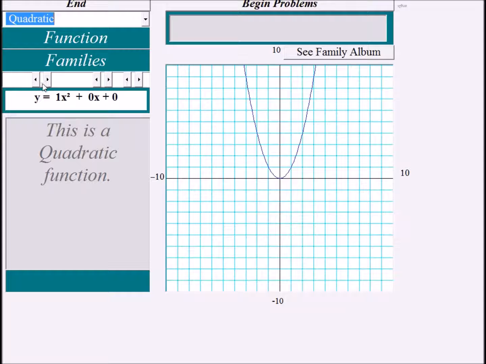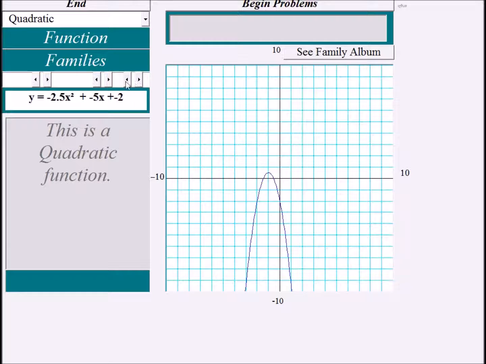Now if we change some of these numbers, like change this to a 2, you can see that when x is 1, y is 2, because 1 squared is 1 times 2 is 2. It makes this skinnier. Let's see if we make it even bigger. It gets skinnier still. If it gets negative, it gets upside down. Now if we put these other numbers in, they move things around, but not in any readily discernible way.